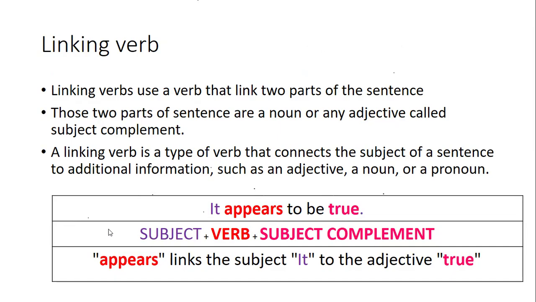It appears to be true. It is our subject, since the whole sentence revolves around it. Appears to be true. Appears is the verb which is linking the subject it with the subject complement true. So appears is our linking verb.